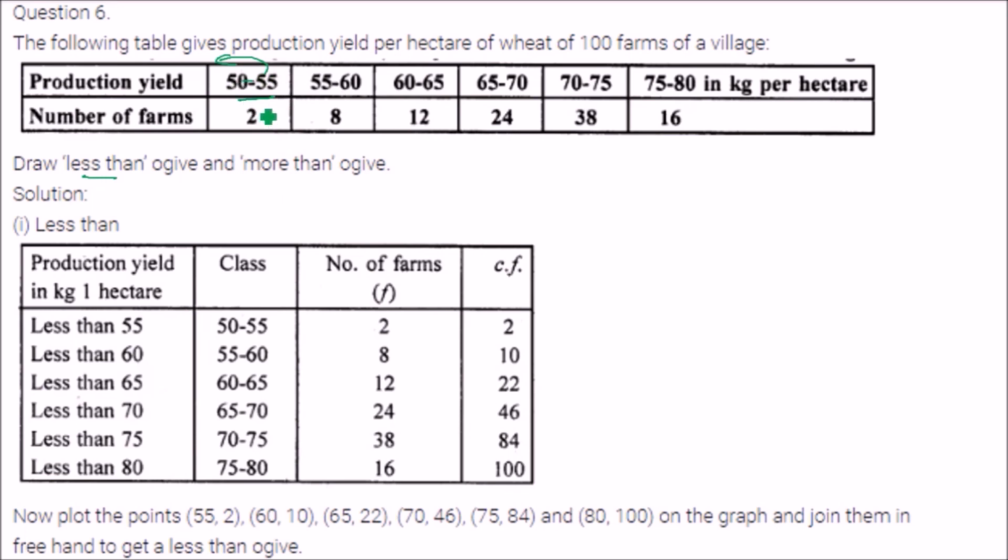Less than 55 means anything less than 55, which is 2. Anything less than 60 will be 2 plus 8. So this is the cumulative frequency: 2 plus 8 is 10, 10 plus 12 is 22, 22 plus 24 is 46, 46 plus 38 is 84, 84 plus 16 is 100. So this will be your x coordinate and this will be your y coordinate.